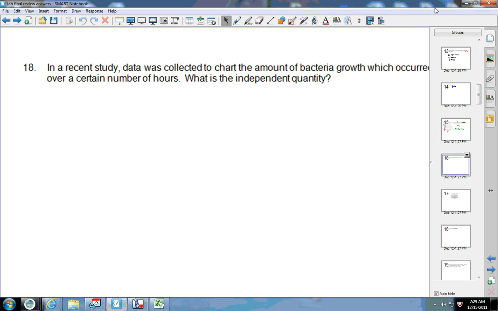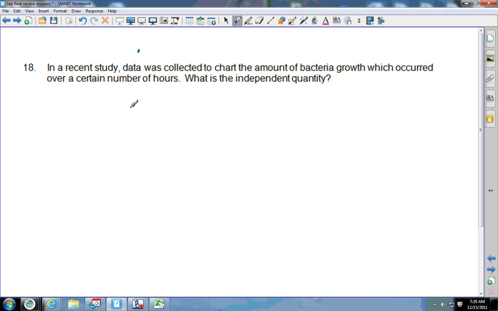Starting on number 18 with this review for first semester, just going over some basic things that we need to make sure we know. First off, in this question, it says, in a recent study, data was collected to chart the amount of bacteria growth which occurs over a certain number of hours. What is the independent quantity?